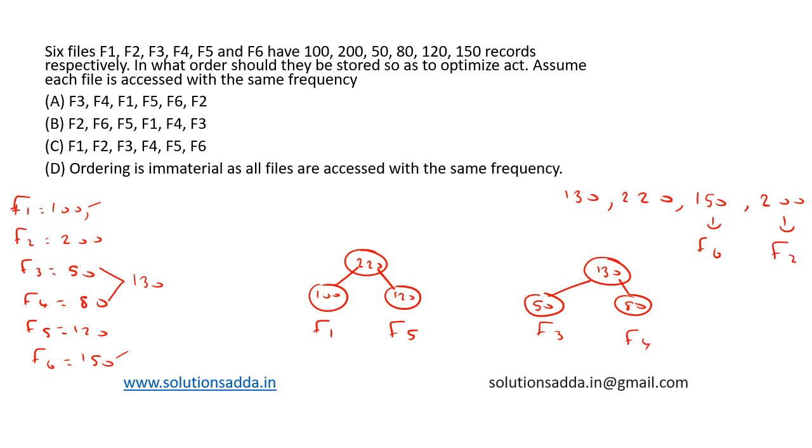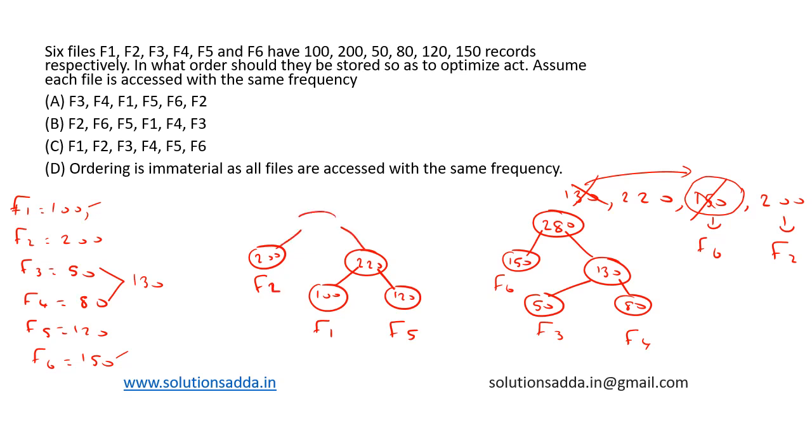Now among these, the least value that is there is 150. Let's merge it with this 130. Merging this with 130, this is F6. This will result in 280. Now we have 200, 220 and 280. Merging 200 and 220, 200 will be here. This is F2.